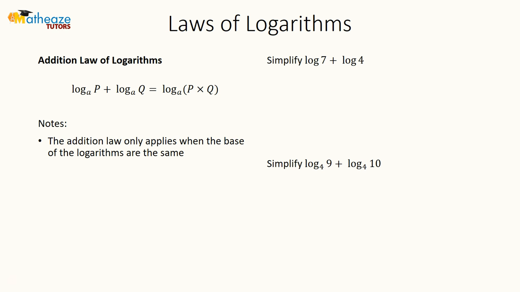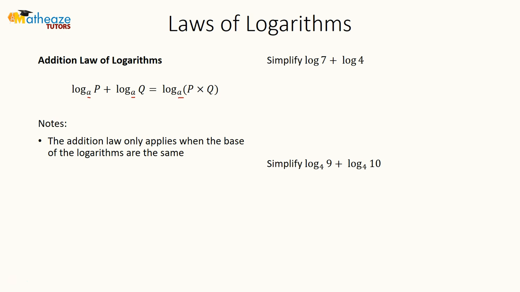Now we look at the addition law of logarithms. If we have log to base a of p plus log to base a of q, that is actually the same as log to base a of p multiplied by q. It is important to remember that the addition law only applies when you have the same base. A is your base, so you have to have the same base for the addition law to apply.